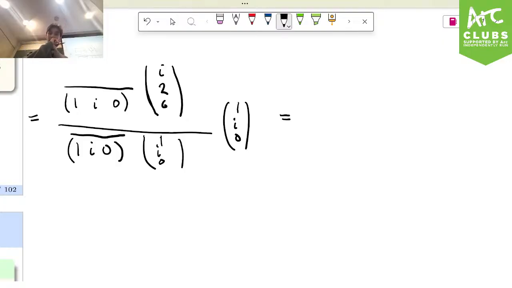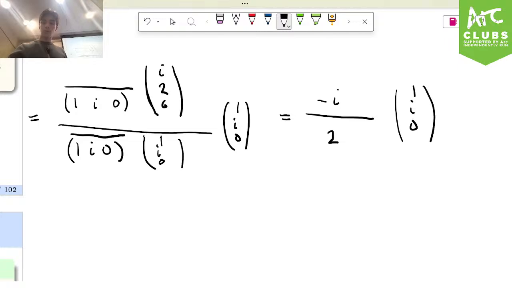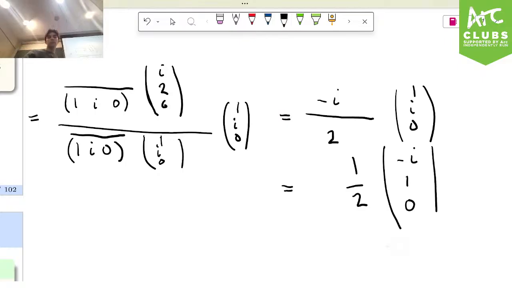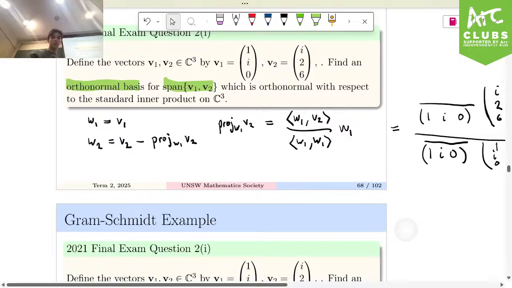I minus 2I plus 0 at the top. So minus I. And then at the bottom, it's just going to be 2 multiplied by 1I0, which is equal to, what am I saying? 1 on 2 minus I 1 0. Right? So that's the projection that we need to subtract from V2.